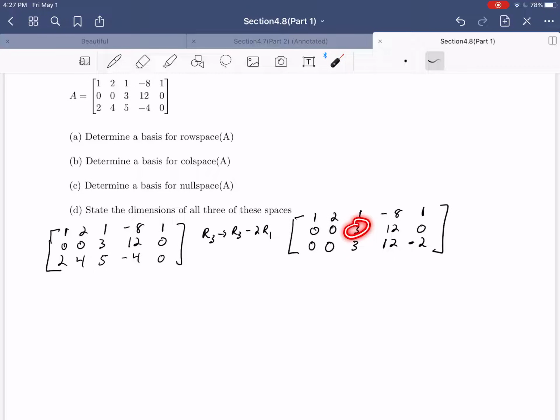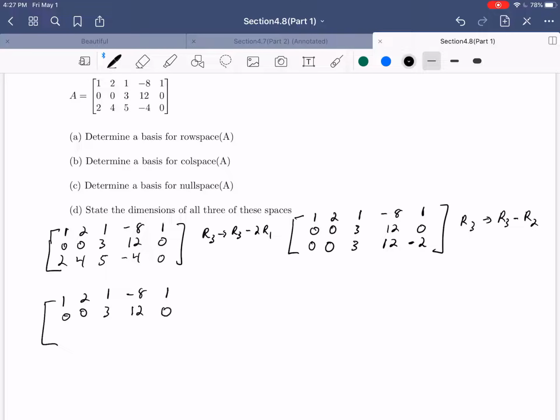Now we can use this row to remove the stuff down below. So we can take R3 and replace it with R3 minus R2. So when we do that, we should get 1, 2, 1, negative 8, 1, and then 0, 0, 3, 12, 0, and then 0, 0, 0, 0, and then minus 2, minus 0, so minus 2.